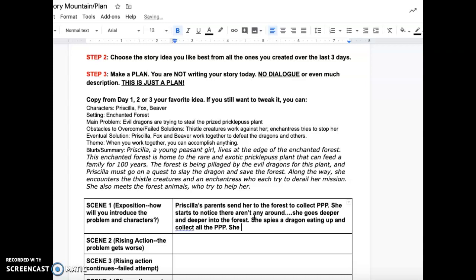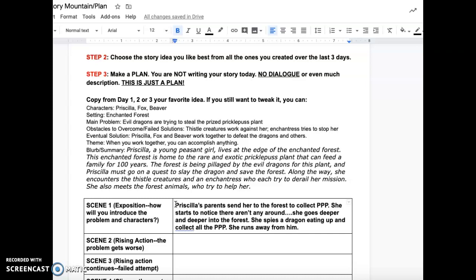And she runs away from him. Okay, so that's scene 1. What do you notice I'm not doing? I'm not writing dialogue. I'm not describing the forest. That's going to come when I do my drafting, right?